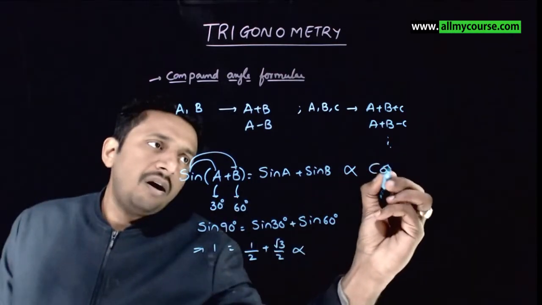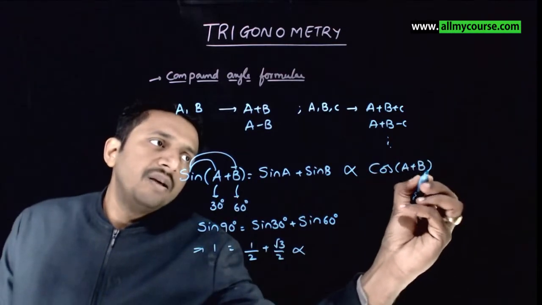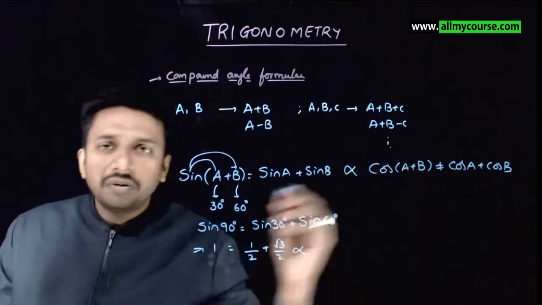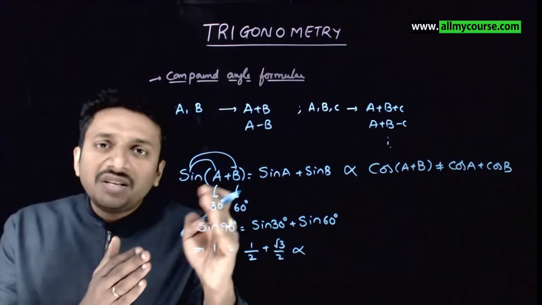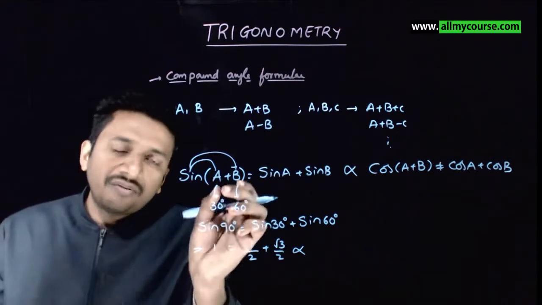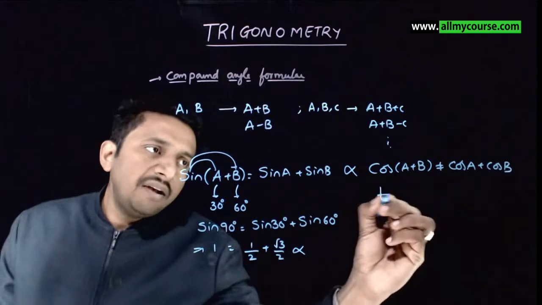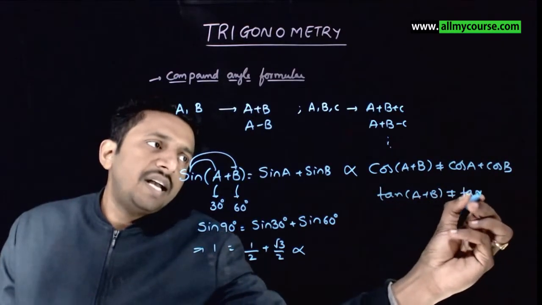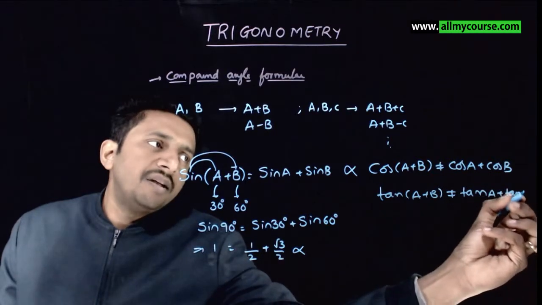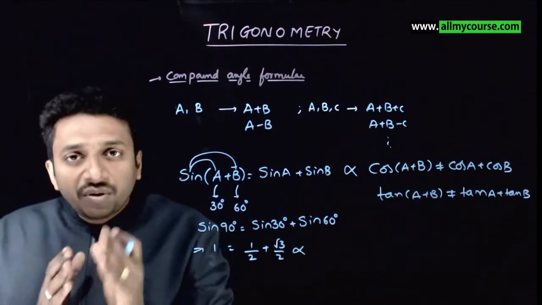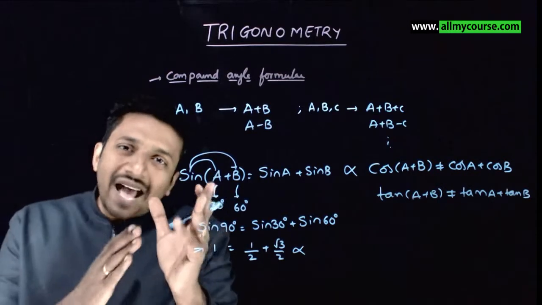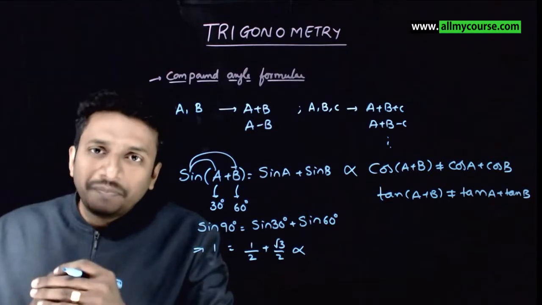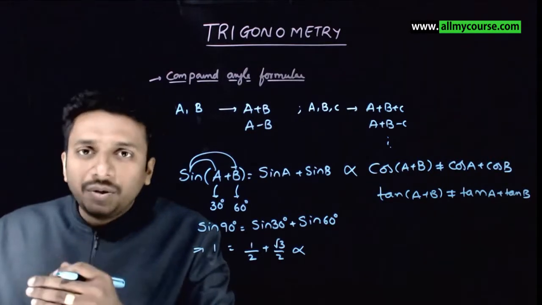Similarly, cos of A plus B will not be equal to cos A plus cos B. So these trigonometric ratios cannot be distributed over addition of angles. Similarly, tan of A plus B cannot be written as tan A plus tan B. This cannot be done. So the question that we are going to deal with in this topic is, what is the actual formula of sine of A plus B and what is the actual formula of cos of A plus B, and so on. So let us go forward in doing that.